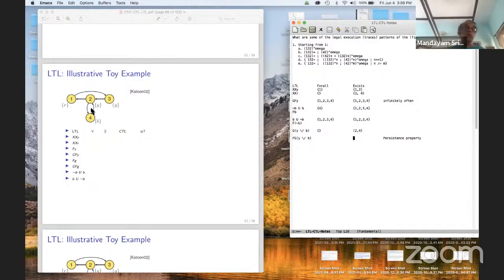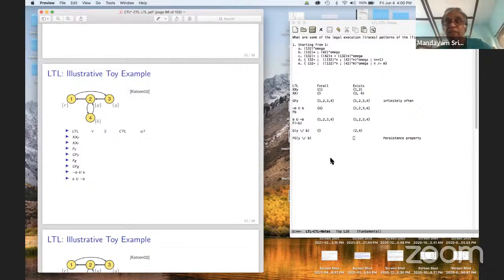That could be something originating from 2, 4 itself and keeps looping, or it can originate from 2 and 3 or so, for some finite number of times, looping among 1, 2, 3, but eventually ends up repeating here. Okay, so that is what.